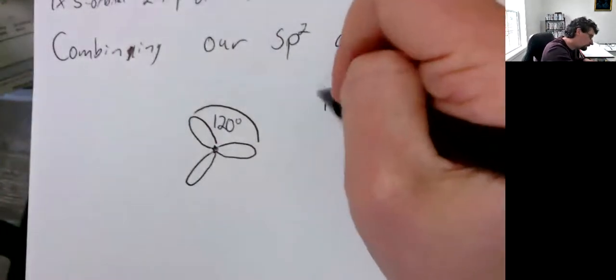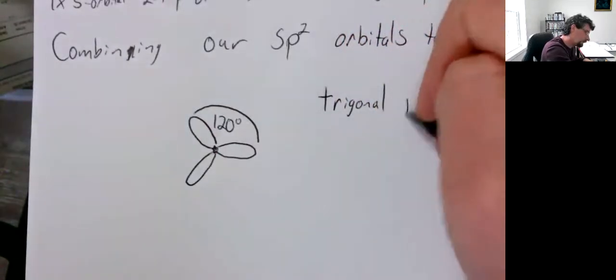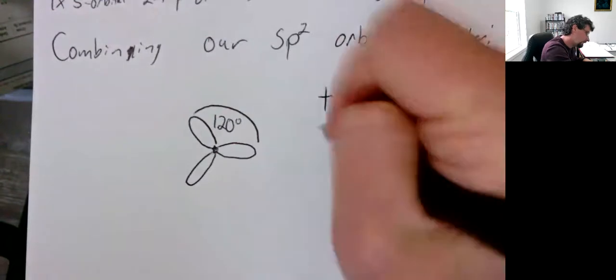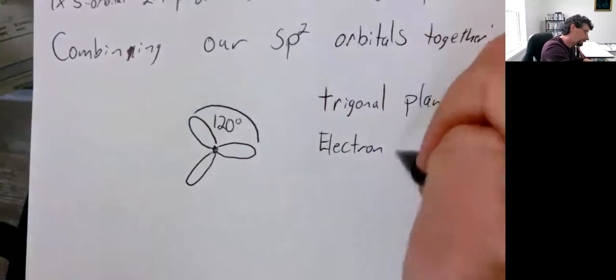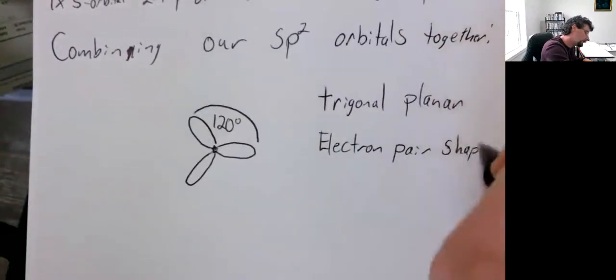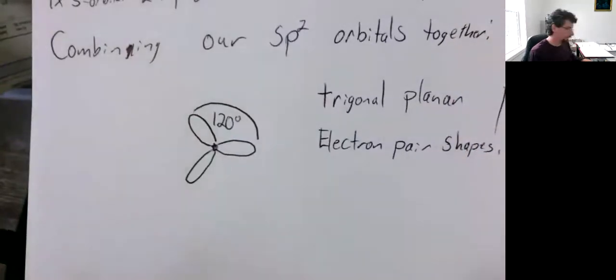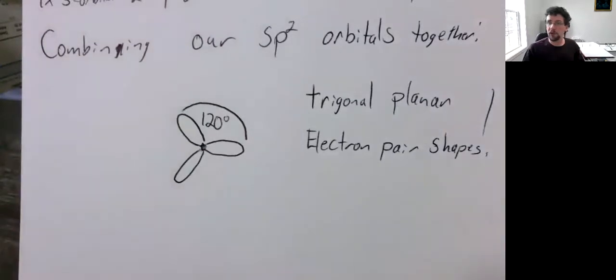And if you look, what electron pair shapes have that bond angle? Generally, trigonal planar electron pair shapes, or electron domain shapes. So if we know the electron pair shape or the electron domain shape, we know the number of effective pairs, you can actually determine the hybridization of any atom in a system.